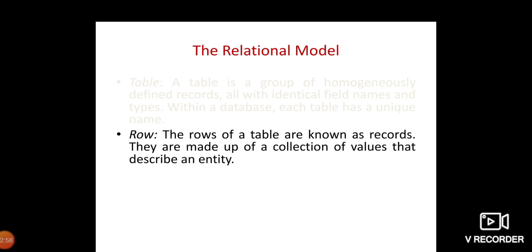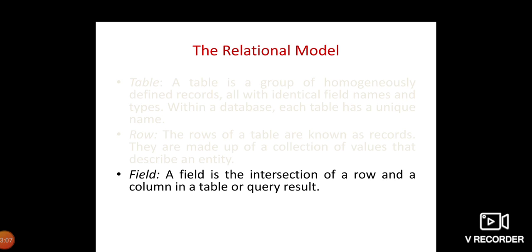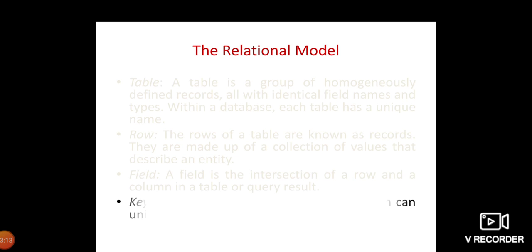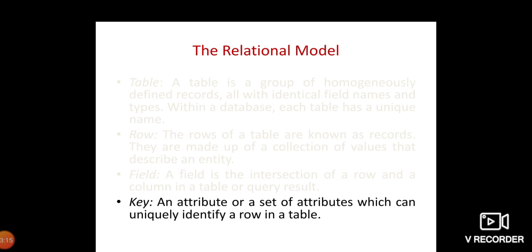The next one is a row. The rows of a table are known as records. They are made up of a collection of values, and those are required to describe an entity. A field is actually an intersection of rows and columns. It is used to get the qualified result. A key is actually a set of attributes which can uniquely identify a row in a table.